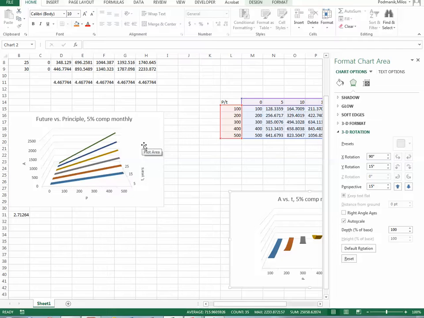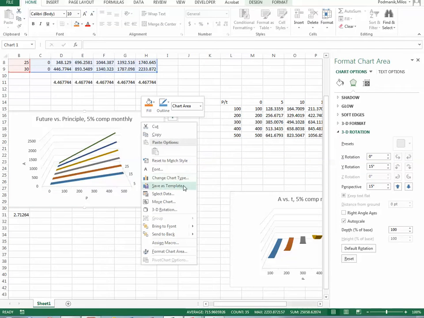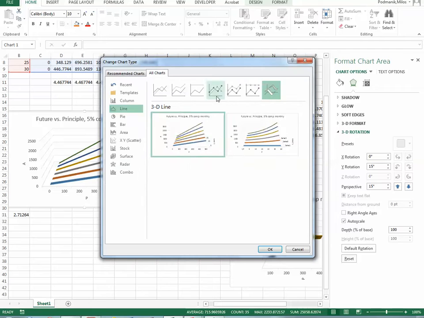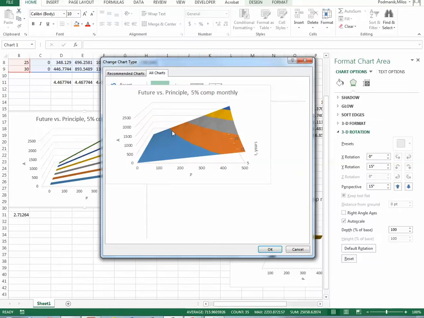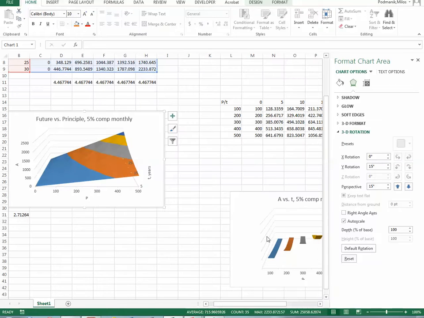Okay, this will become a lot more apparent whenever we actually turn this into a surface. So I'm going to change my chart type into a 3D surface by coming over here and selecting surface. And now you can see the contours. This is a very low contour region. As you get all the way up to this dark blue, that's very high altitude, if you will.